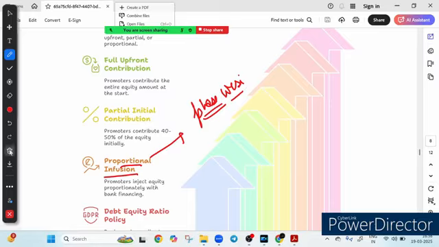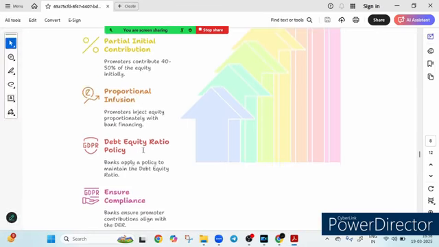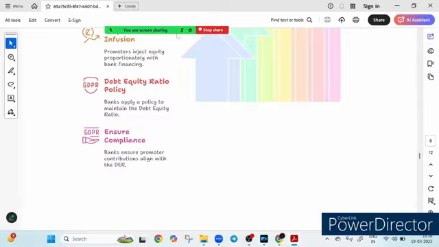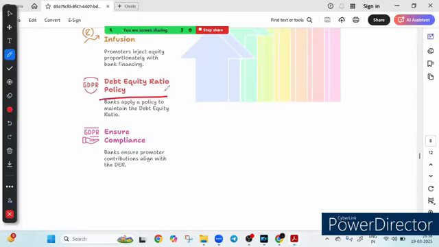Basically in proportional infusion, it matches with the bank's financing throughout the project timeline. And there is something called the debt equity ratio policy. Try to understand the meaning of this policy. Friends, banks apply a strict DER policy. This policy is strictly applied especially in project loans, ensuring the right balance between borrowed funds and the promoter equity, and it ensures compliance. Finally, the bank actively monitors and makes sure that the promoter's contribution aligns within the agreed DER at every stage of the project. This process ensures transparency, discipline and sound financial health for both the bank and the promoter.